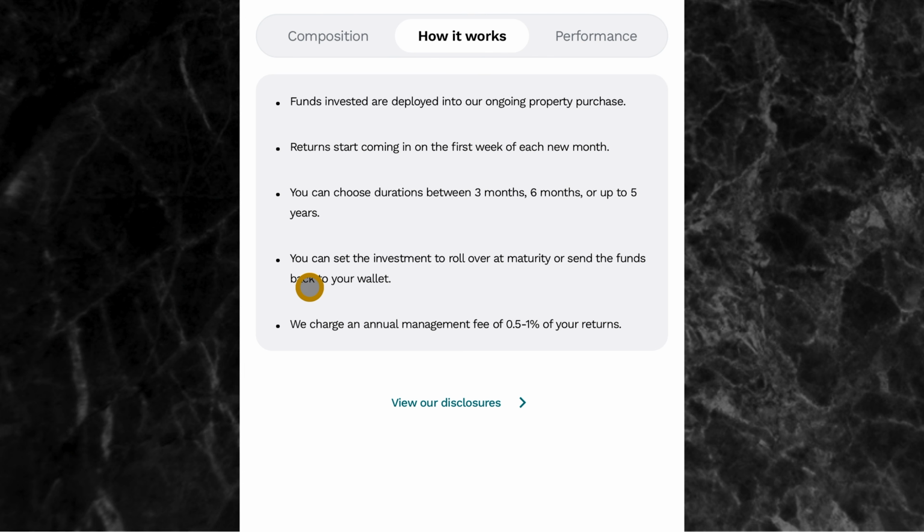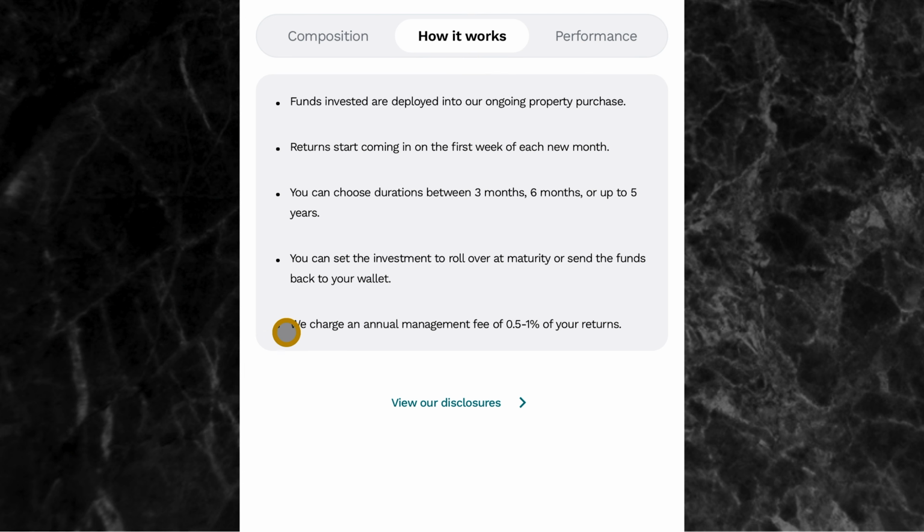And number 4 says you can set the investment to roll over at maturity or send the funds back to your wallet. So what this means is that after the investment duration is done, or maybe when you want to withdraw your money from that investment, you can roll over that investment. That is, you can invest both your capital and your returns back into another property, or you just send your money to your wallet if you want to withdraw it.